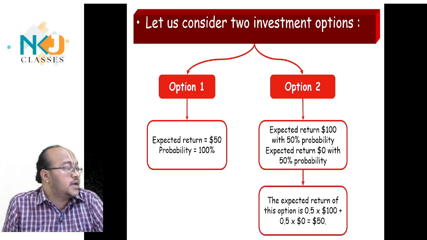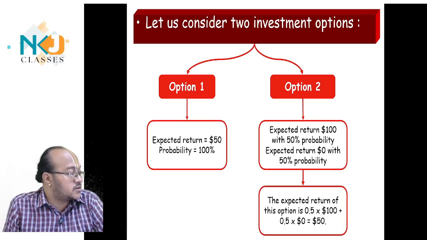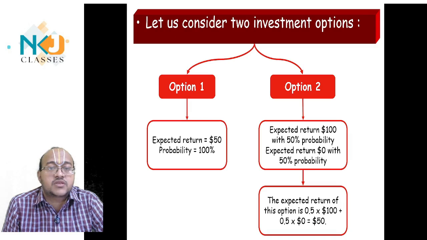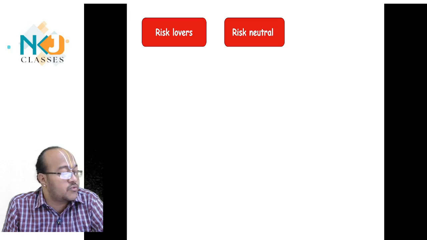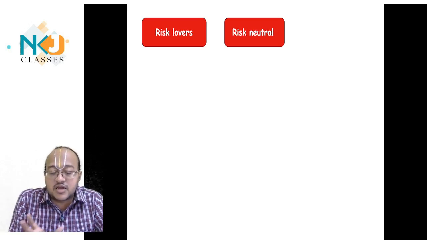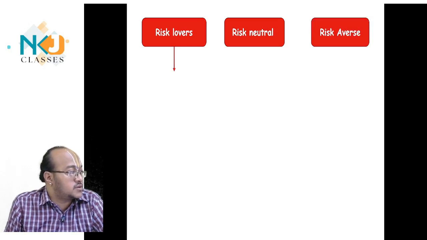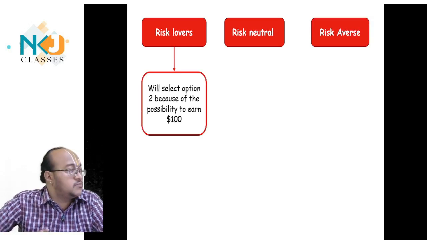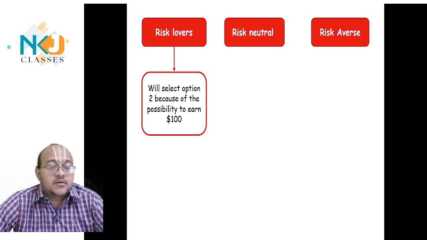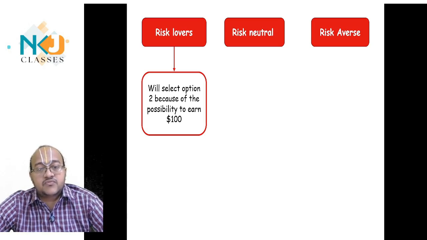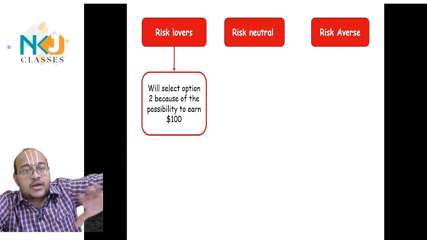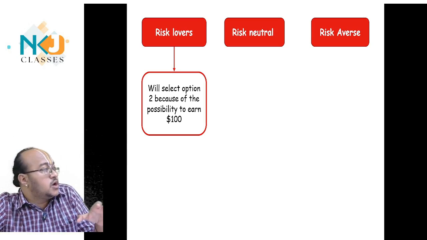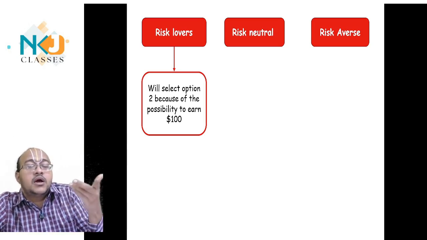Now see, the expected return is 50 in both. Option 2 is an uncertain return with deviation, and option 1 is a certain return without deviation. Now we will see how these three persons will behave. Risk lovers will select option 2, obviously, because of the possibility to earn a higher return. I told you, risk lovers see only the good prospect, the higher return prospect. Risk they don't care about.